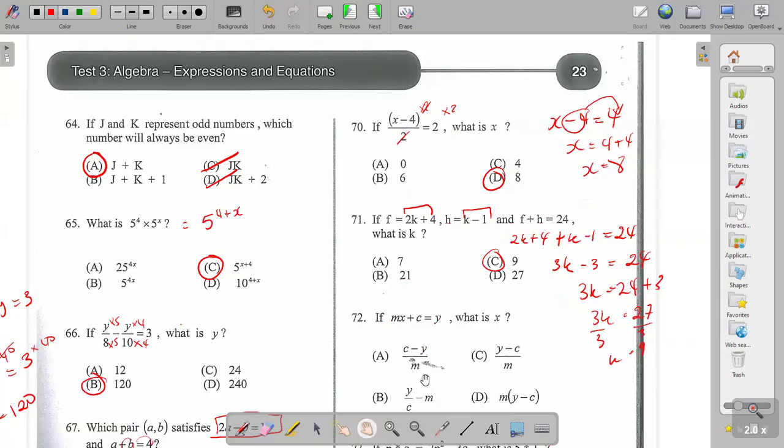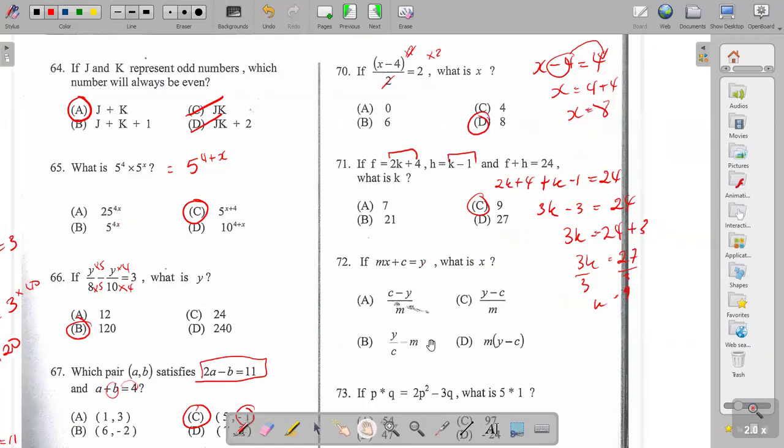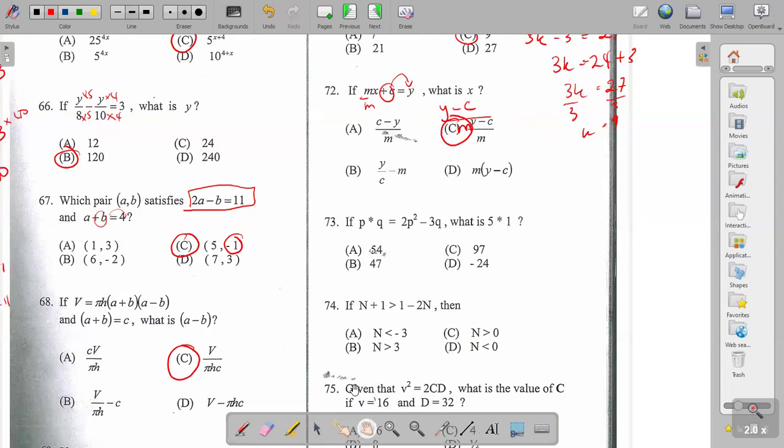All right, next one. Here we have another situation where we have to solve for x. So we move c over, so that will give me y minus c. We divide by m. So x is y minus c over m. Transposing. Sorry. Next one.